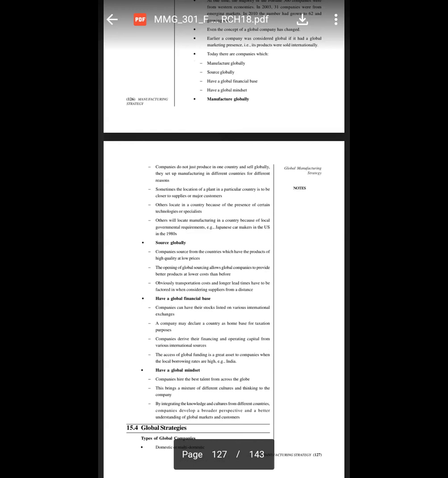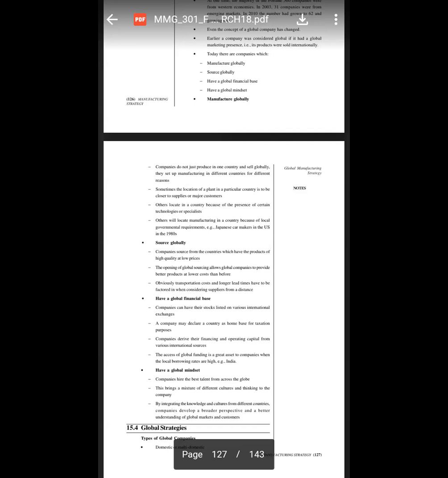Okay, now sometimes the location of the plant in a particular country is to be closer to the supplier and a major customer. Now source globally. Companies source from countries which have products of high quality at low prices. Definitely, if you go global, you will get a taste of the other country's products as well.